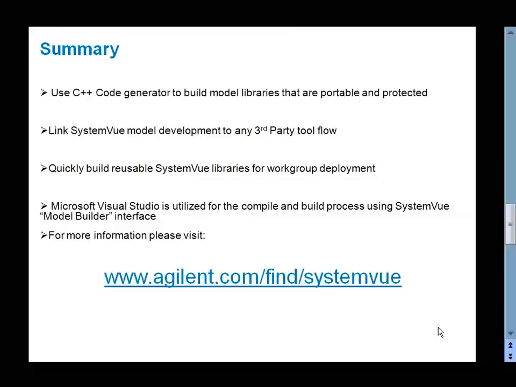So to summarize, in this video we covered the basics of using the C++ code generator within the SystemVue 2010 product. We demonstrated how the C code generator can be used to build model libraries that are both portable and protected for use within SystemVue or other third-party tools. We quickly built a reusable SystemVue library that can be deployed within a workgroup or within your customer base. We also demonstrated how Microsoft Visual Studio is integrated within the C++ code generation process to build dynamically linked libraries that can be used by SystemVue or by other third-party products.